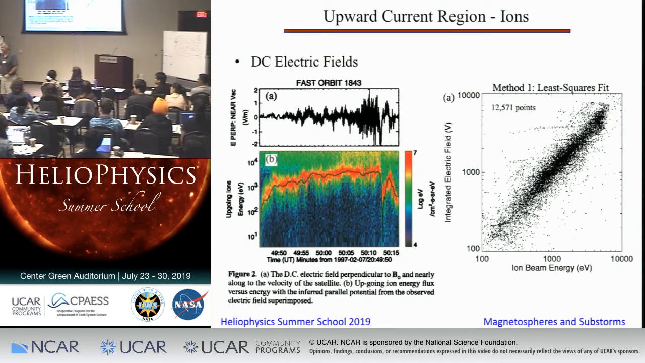A few of them actually kept throwing tomatoes at us. But anyway, this is how science works. You have to break some kind of myth sometimes. But the aurora is a near-Earth process.